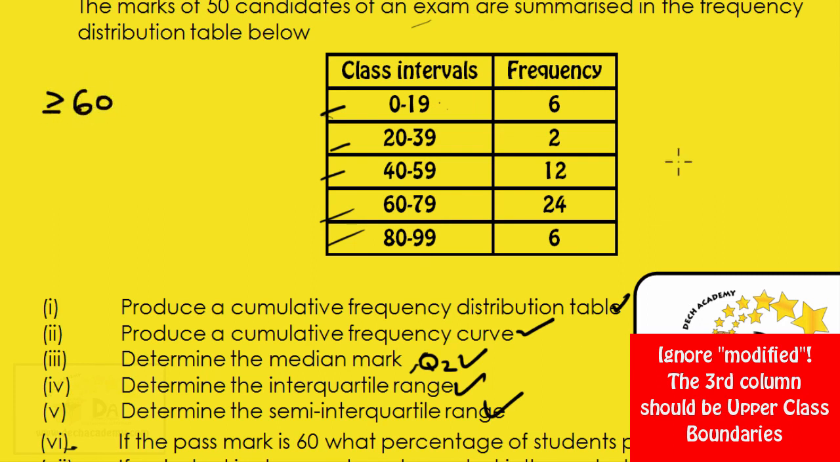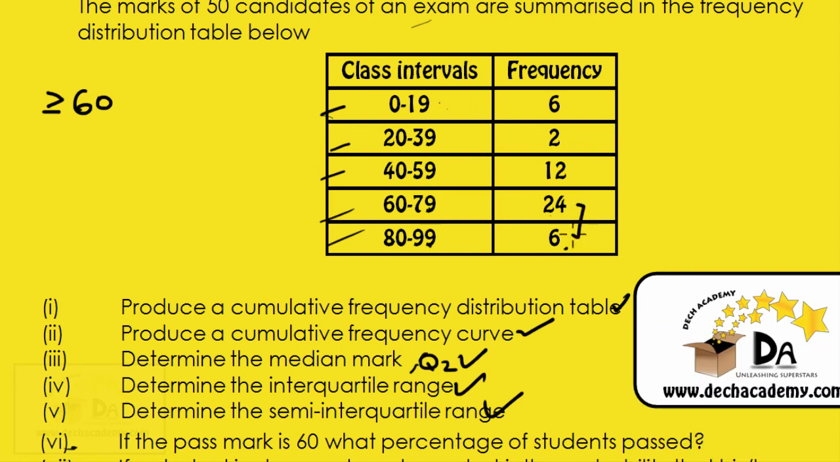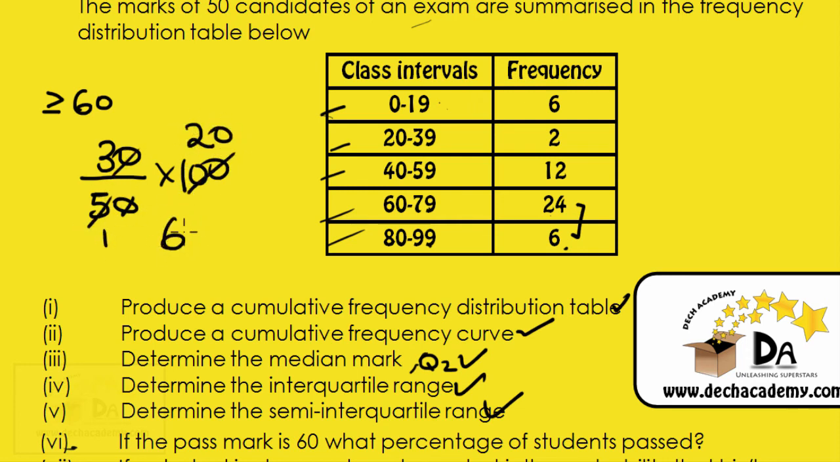Well, 24 students got marks between 60 and 79, and 6 students got marks between 80 and 99. So that means 24 plus 6, 30 students passed. But we're asking the percentage of students that passed. So 30 students passed out of how many students in total? 50. As a percentage, that's 30 over 50 times 100, which is 3 over 5 times 100, which is 60. So 60% of the students passed.